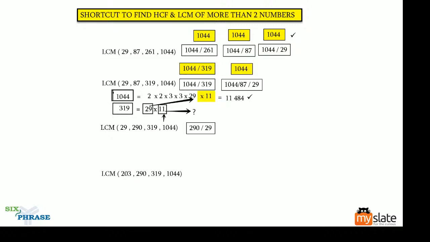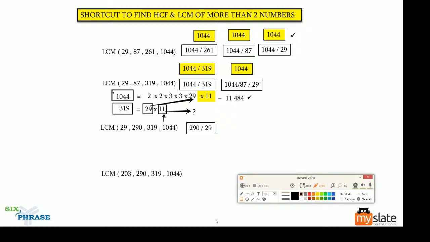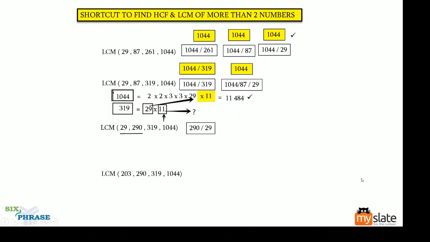In this example, you guys already know that 319 and 1044 don't get along very well. 319 doesn't divide 1044. Initially I start with these two numbers. You know 290 is divisible by 29, so because 29 can divide 290, this 29 will merge with 290. So 290 and 29 will merge, but those two things won't merge.